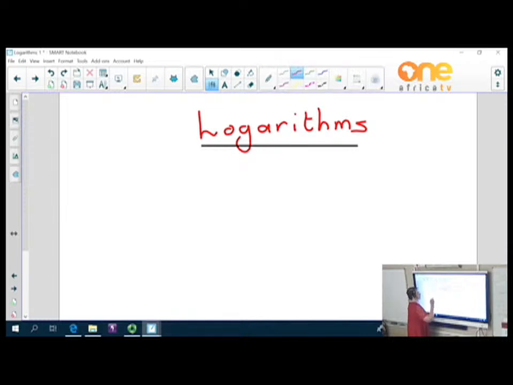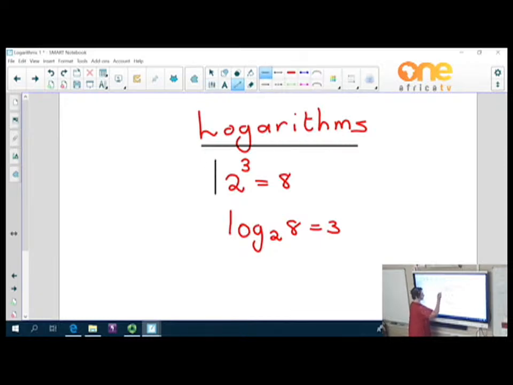Now, our first lesson is a very basic lesson. When I write something like this, 2 to the power of 3 is 8, this is index notation. What we want to do now is to change index notation to logarithmic notation. So what we do is to say that log base 2 of 8 is equal to 3. So this is a very basic example, but please write it down and remember this.